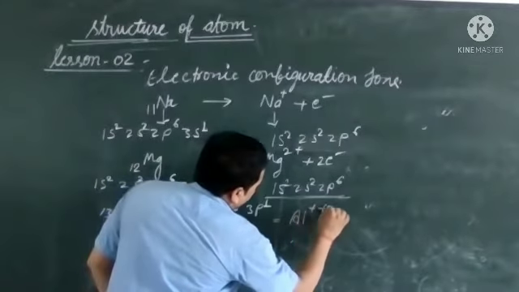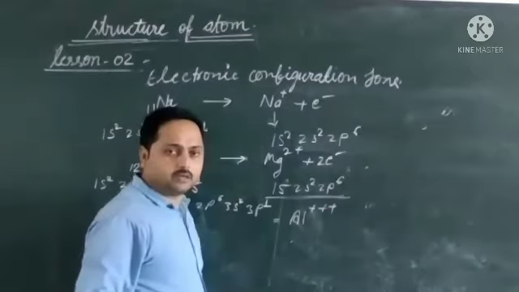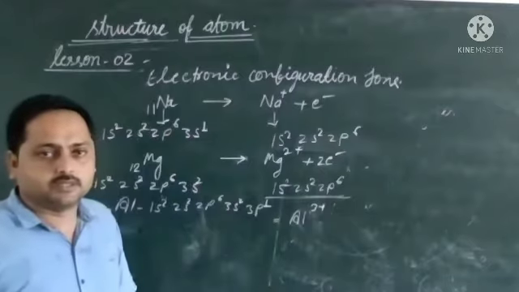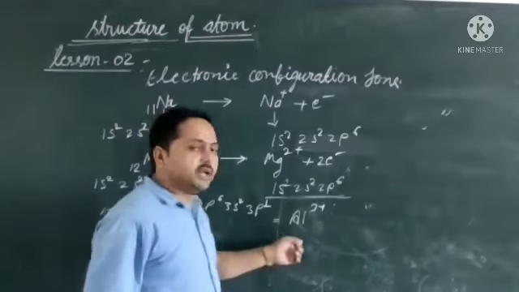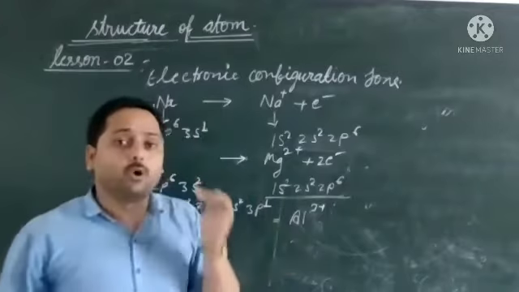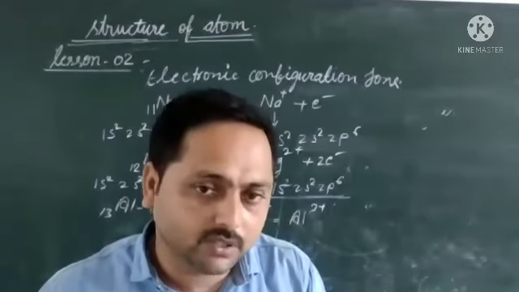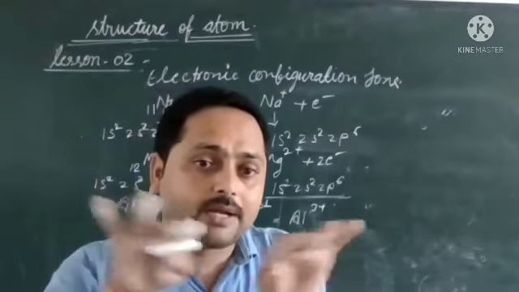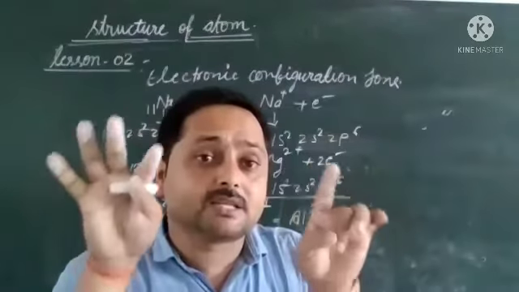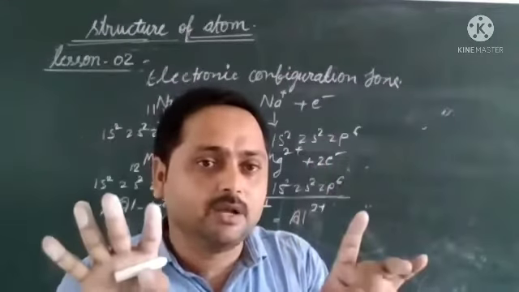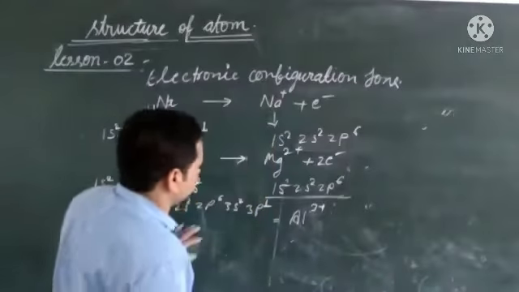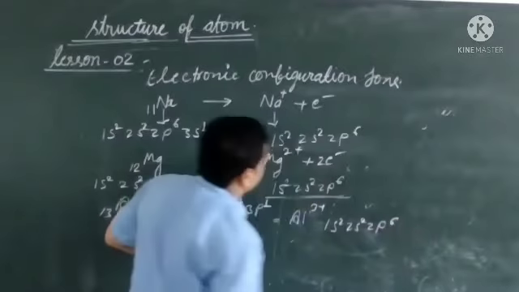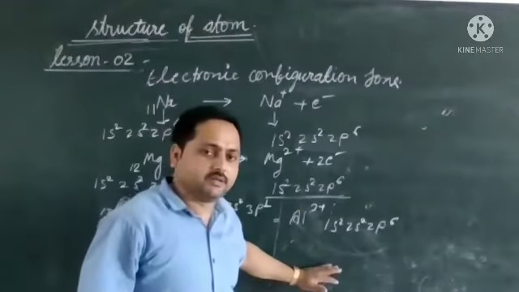It becomes Al 3+. So what will be the electronic configuration in this case, where it has lost 3 electrons? 1s2, 2s2, 2p6. I told you, after writing the electrons, we will add the superscripts, meaning the number of electrons given to each orbital.